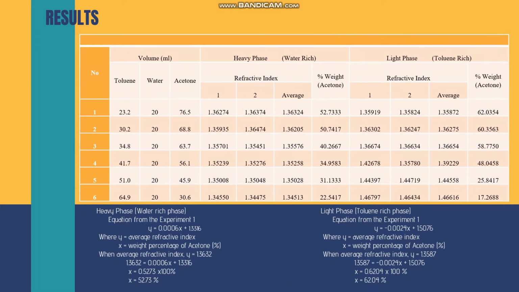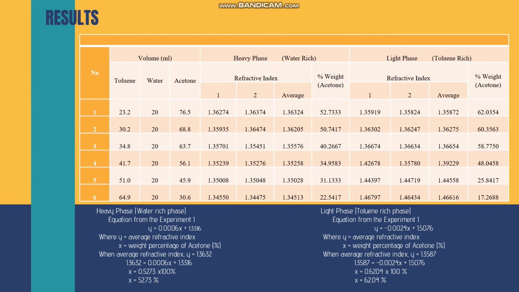Okay, after my groupmate Nabiha showed the procedure on how to conduct experiment 2, now I'm going to discuss an example of the results obtained in experiment 2. Here is the table for both water-rich and toluene-rich phase, where the water-rich phase is the heavy phase and the toluene-rich is the light phase. We take the average value of the refractive index, and then we can calculate the percentage weight of the acetone by using the equation obtained from the water-rich and toluene-rich phase graph.